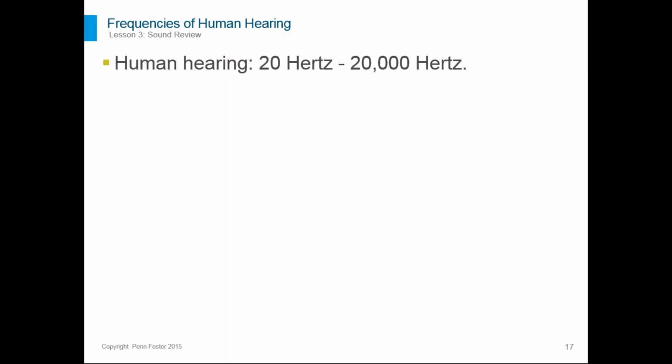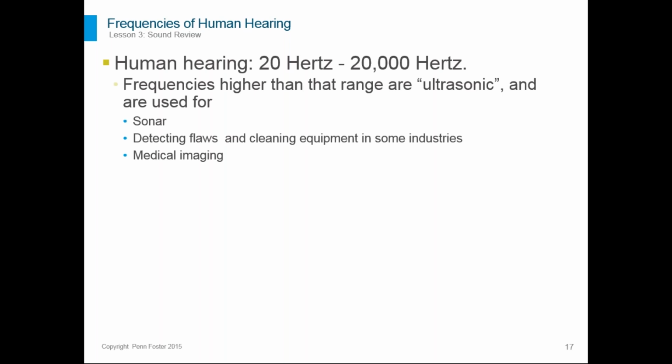So there are sounds higher and lower than we can hear, and humans actually have a use for some of them. So frequencies higher than that range, higher than 20,000 hertz, are called ultrasonic. And we use those for some things.